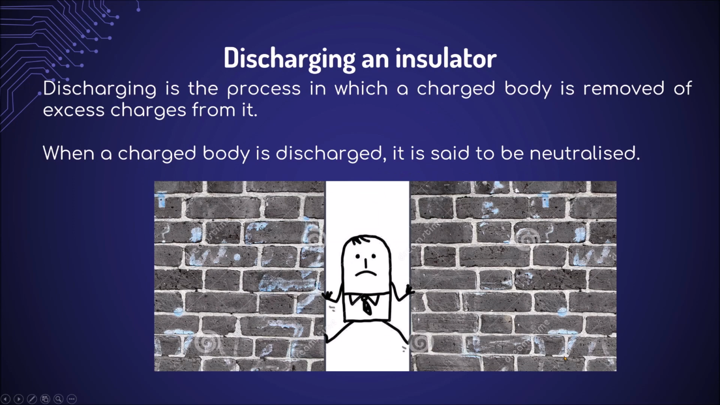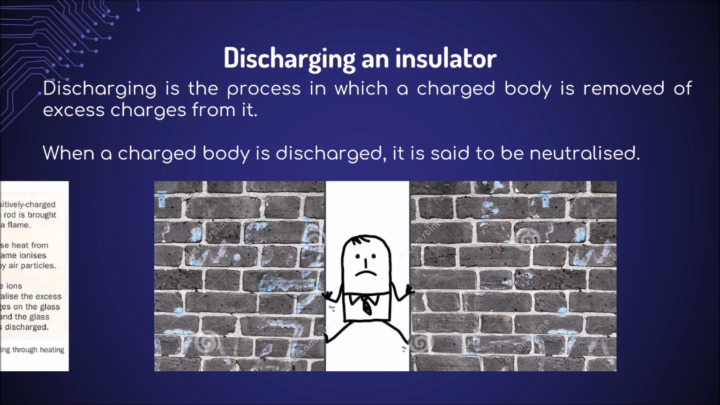In this section of the video, we'll be talking about how we discharge a charged object. So just like we can charge an insulator and conductor, we can also discharge an insulator and conductor as well. The process of discharging is to remove excess charges from the charged body. So when a charged body is discharged, we say that it is neutralized.